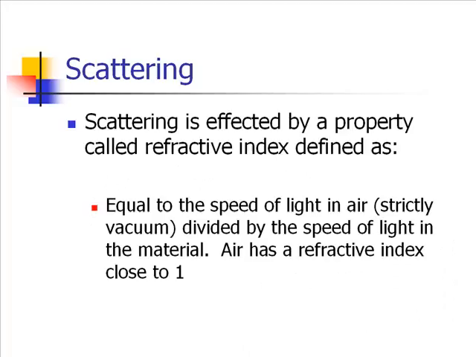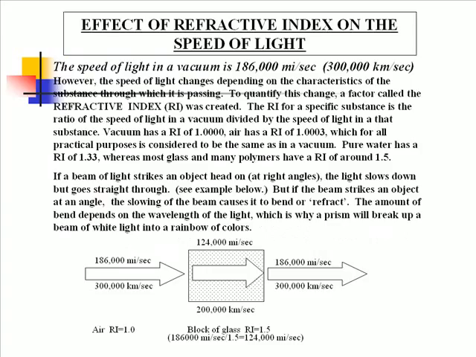Air has a refractive index close to 1. So when light passes through air or a vacuum, it goes at a certain speed. When light passes through a block of polystyrene, it goes at a different speed. The difference between those two speeds is measured as the refractive index. The effect of the refractive index on the speed of light, you all remember that light travels at 186,000 miles per second. And if it goes through a different material, it goes at a slower rate generally.